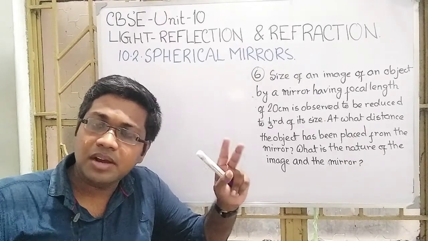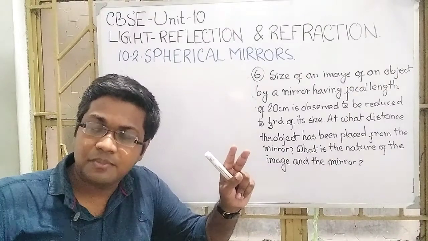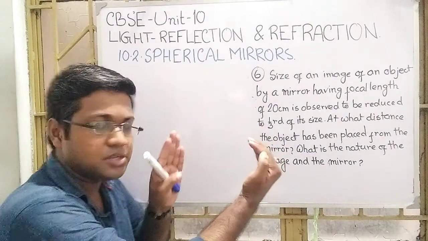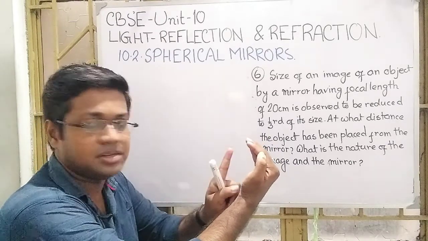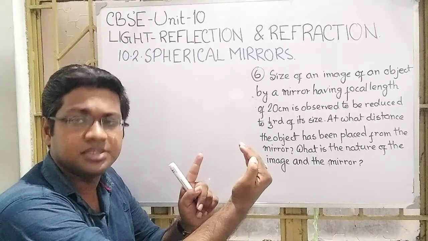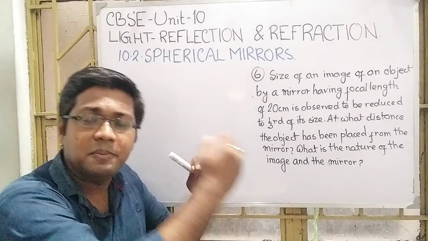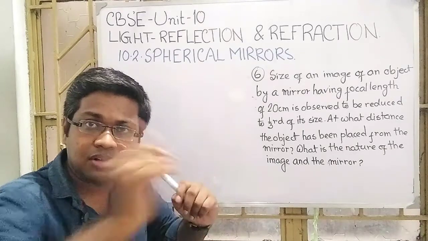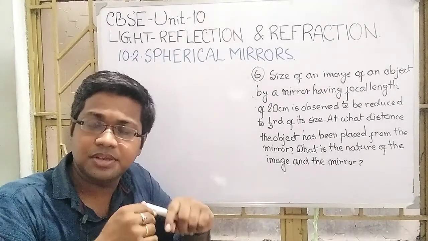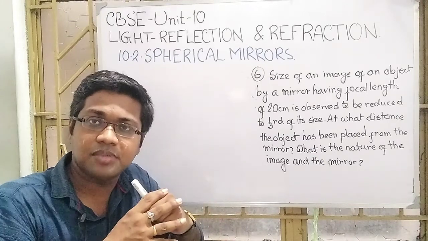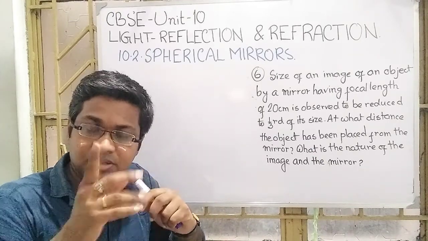In a concave mirror it is not possible, because if you push the object towards the mirror, after crossing the center of curvature, the image becomes enlarged. If you cannot get my point, just look at the previous videos. I have given an analysis of the concave mirror. Just look at that video.